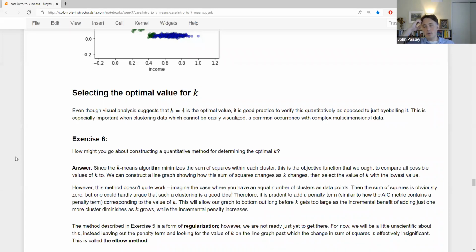So the point is that you can't just increase k and look at the objective function and hope to pick k when that value is smallest, because it should monotonically be getting smaller. It should never get bigger as k increases. So what is another way?